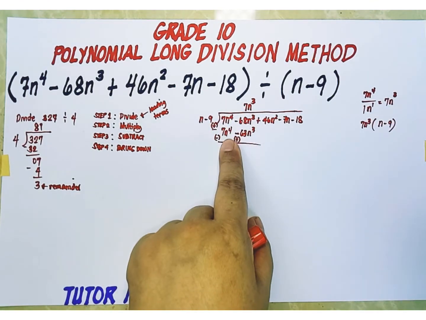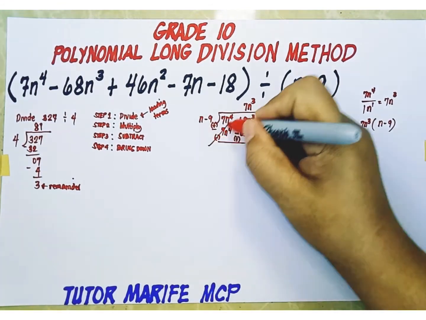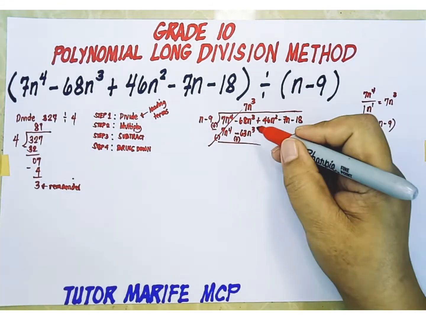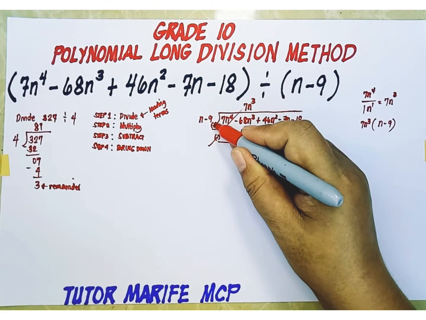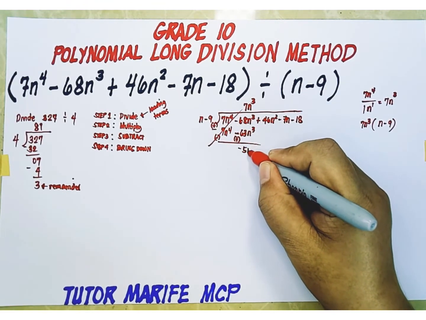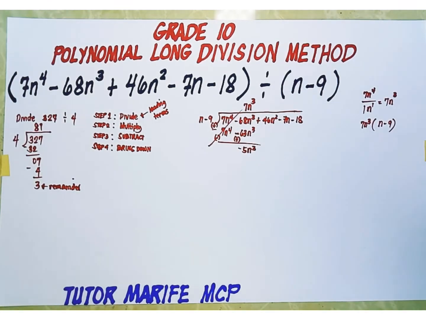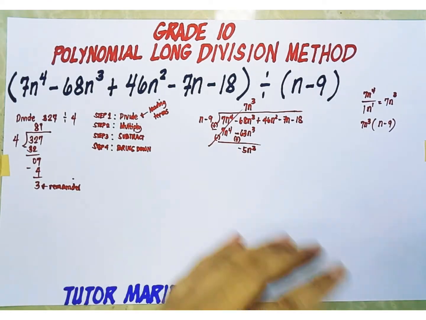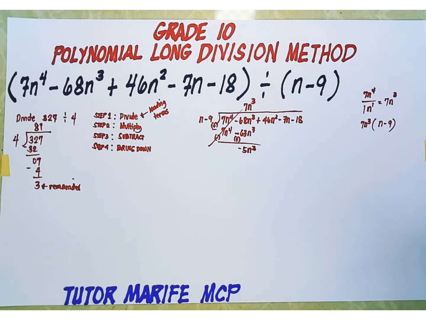So naging addition na. This cancel out. Negative 68 plus positive 63 is negative 5n cubed. Yeah, so be careful sa subtraction. You're using again your skills in subtracting. So make sure you have mastered the rule in subtracting signed numbers. Kasi dito mo ulit i-apply.